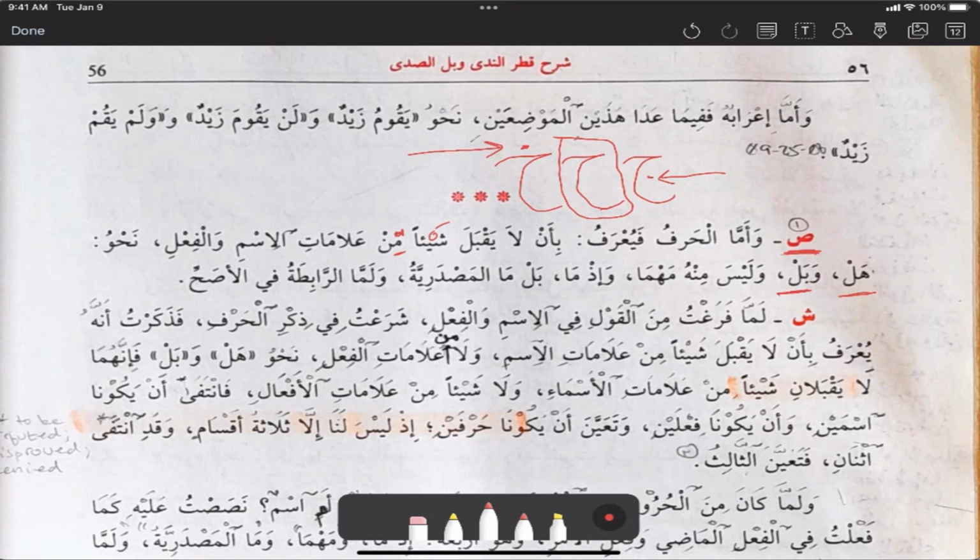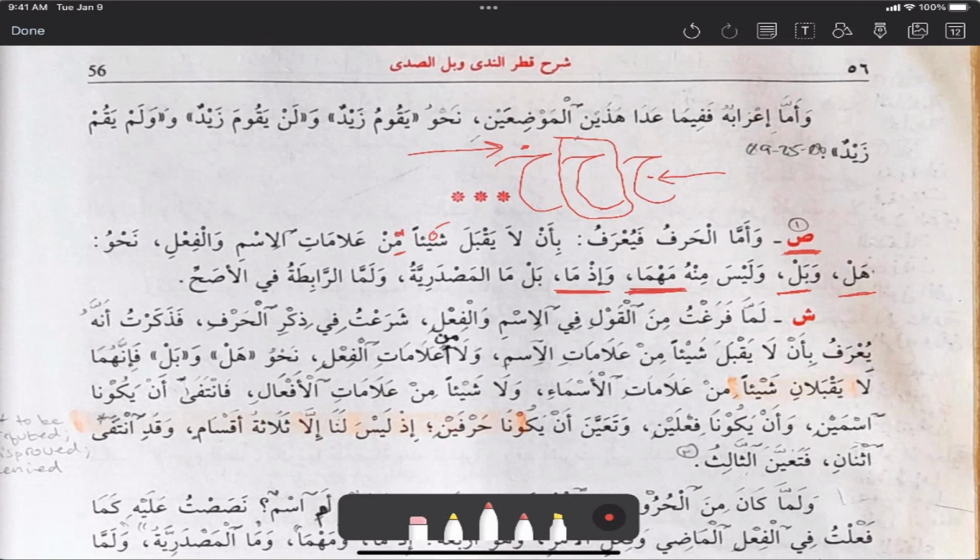"وَلَيْسَ مِنْهُ مَهْمَا", and the word mahma is not one of the particles. "وَإِذْمَا", nor the word idhma, it's not one of the particles. Why is he saying that here? That's a sign that there's a difference in opinion about that, or else there's no need to mention it.